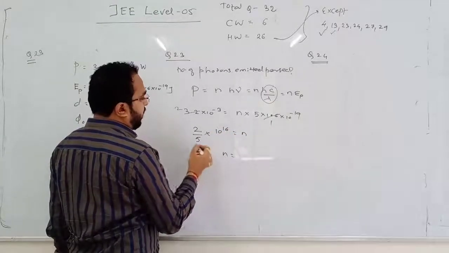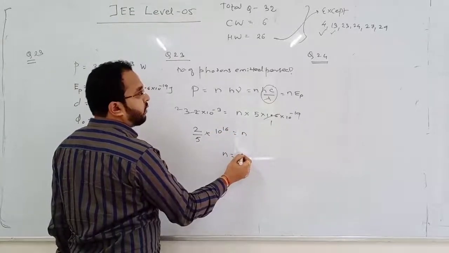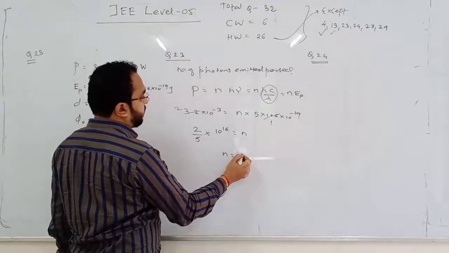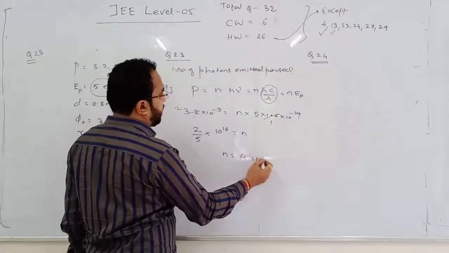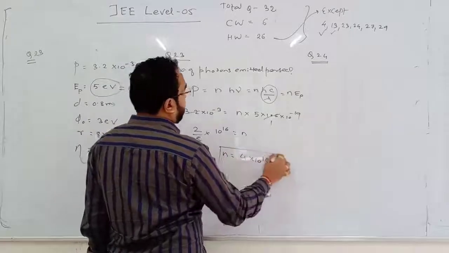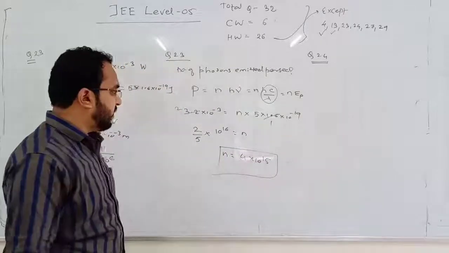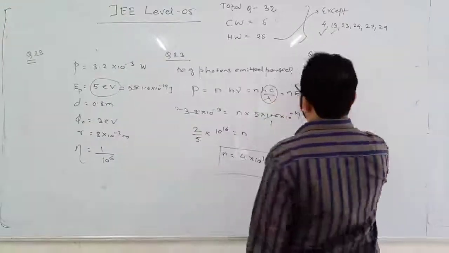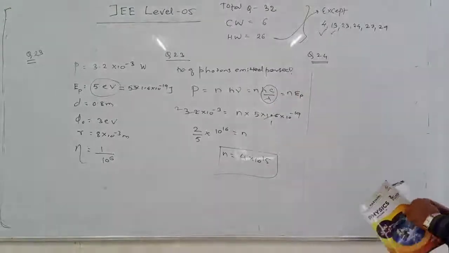So n will be equal to 2 upon 5, which will be 0.4. So 4 into 10 raised to power 15. These many number of photons are emitted per second. So this is the answer of question number 23.